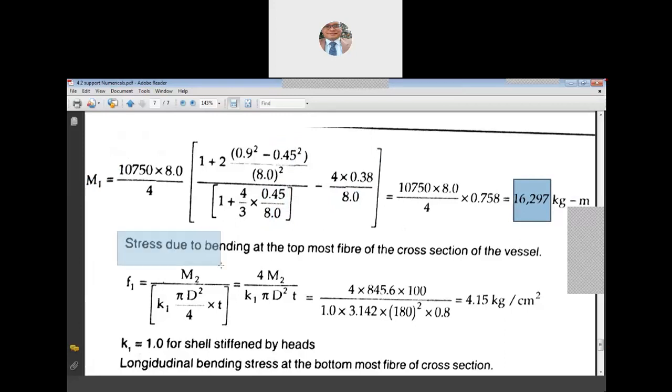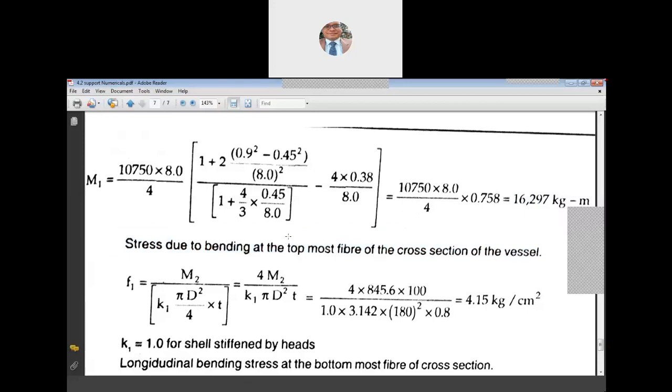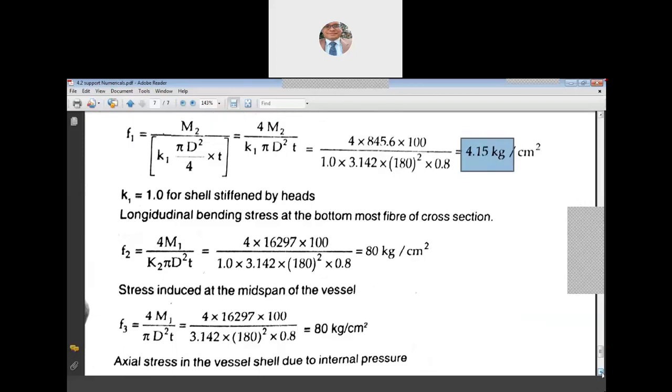The next is the stresses calculation. So stresses calculation at the topmost cross section of the vessel. That is M2 upon K1 into Z, and Z is pi by 4 into D square into T. So substituting all these values, its value comes as 4.15 kgs per centimeter square.